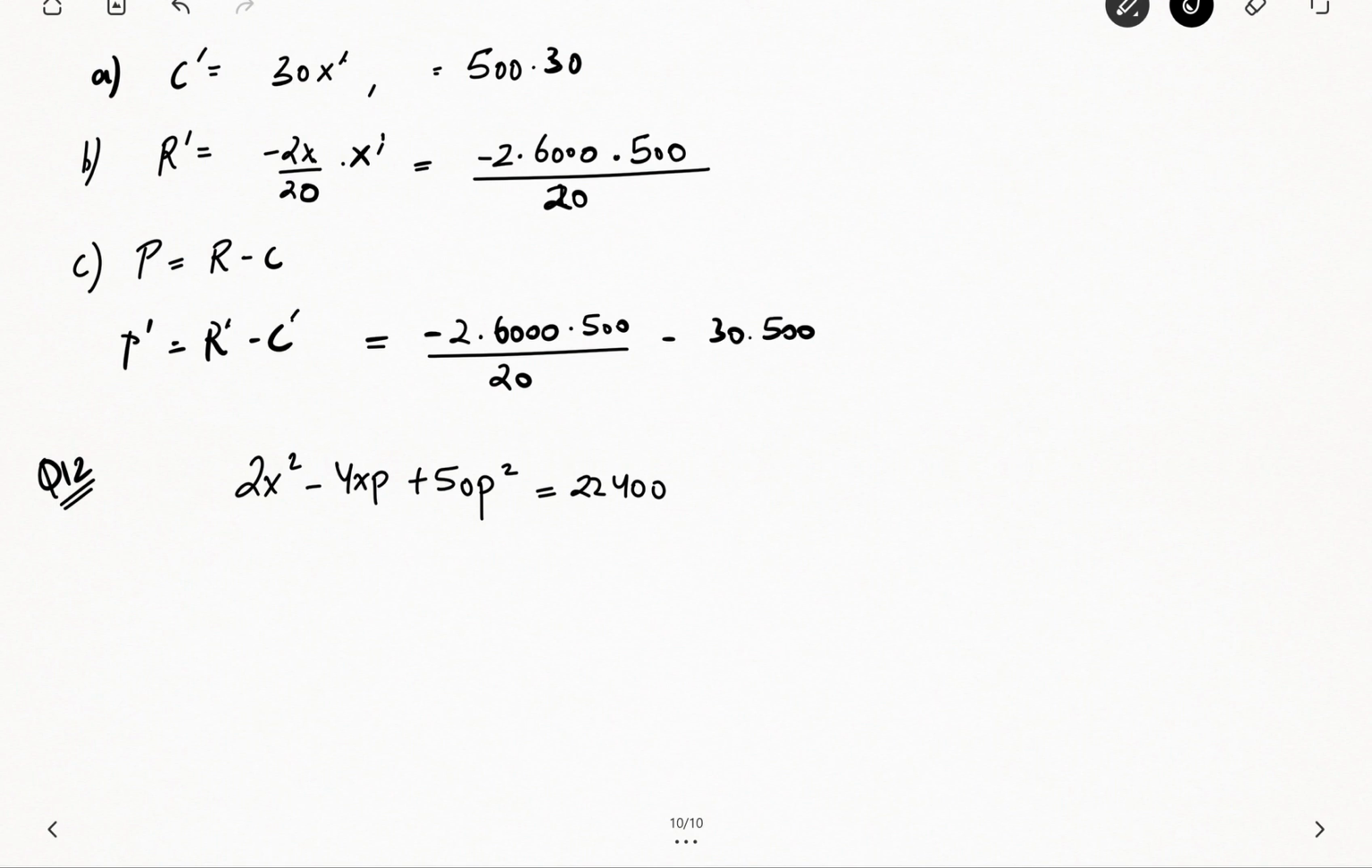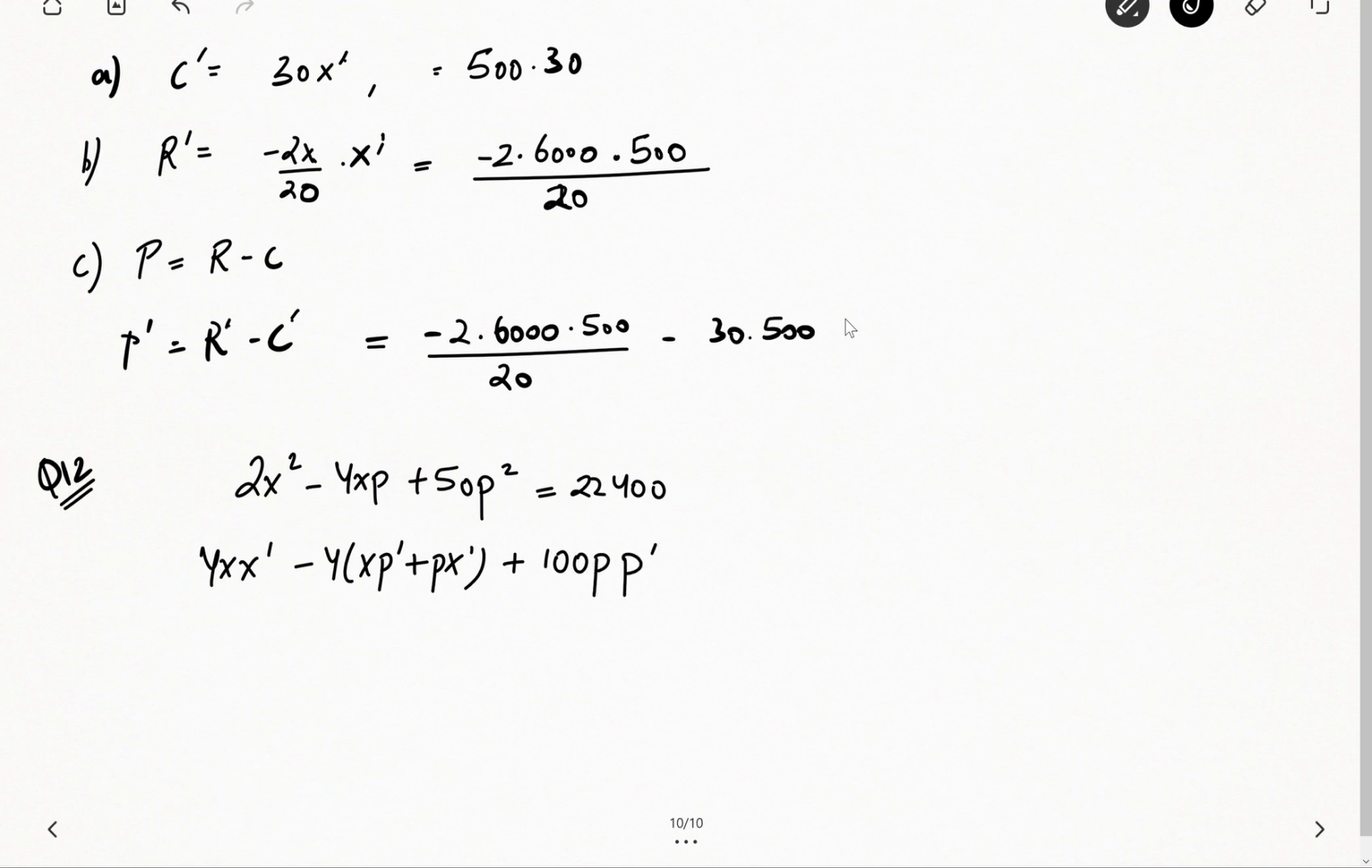What we're going to do is just follow the steps. We know the relationship already. We're going to take a derivative of that with respect to time. So you're going to get 4x x prime minus 4xp prime plus 4p x prime plus 100p p prime equals 0.